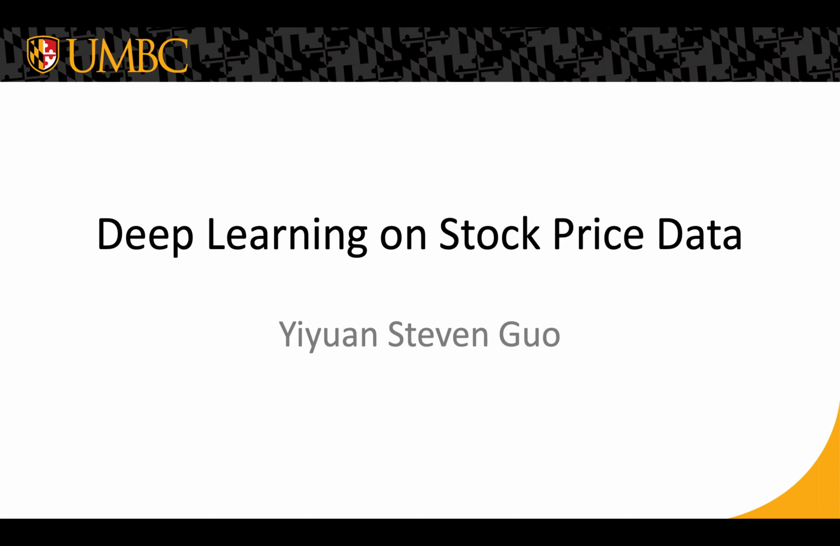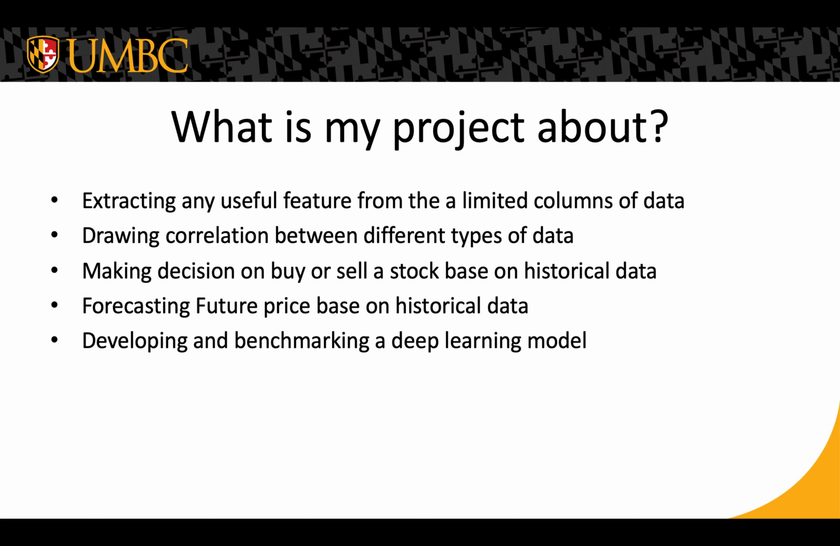Hello everyone, this is Steven. My 606 project is deep learning on stock pricing data. My project is about extracting any useful features from the historical stock data and trying to draw a relationship between different market sectors. For example, would financial sector performance affect technology or energy sector's performance on the same day?